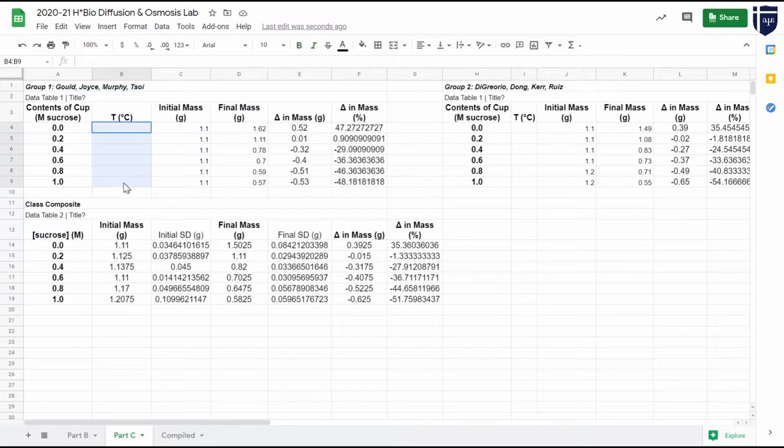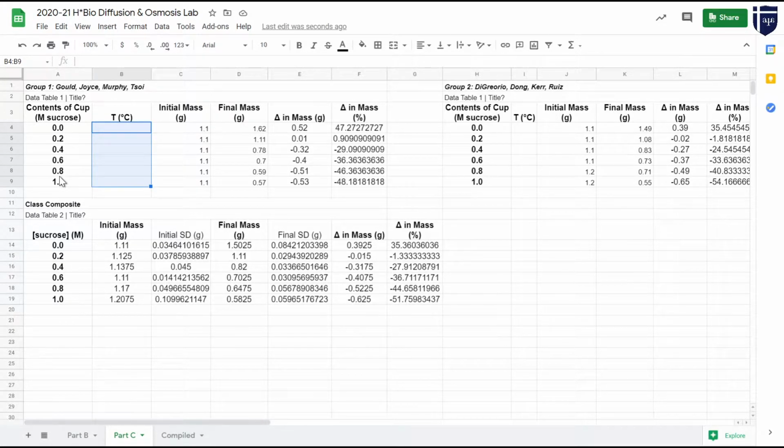We're not going to use temperature for this particular experiment, but it was set up very similarly, where you had what the actual independent variables were. Independent variable is simply what it's based on. 0, 0.2, 0.4, 0.6, 0.8, and 1 molar sucrose.